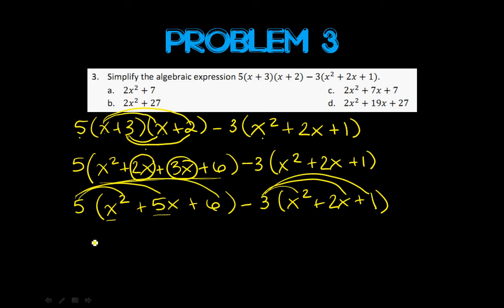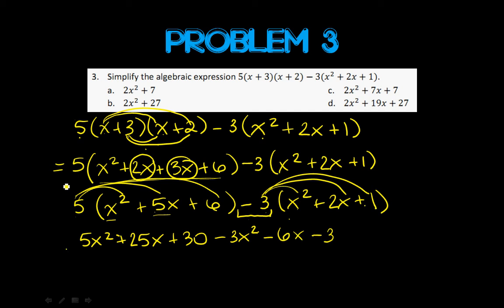So we have 2 things to distribute. When we distribute the 5, we have 5x squared, and then 5 times 5 is 25x, and then 5 times 6 is 30. So that's that first term. And then over here, remember this negative belongs to the 3. So it's negative 3 times x is negative 3x squared. Negative 3 times 2x is negative 6x. And negative 3 times 1 is minus 3.